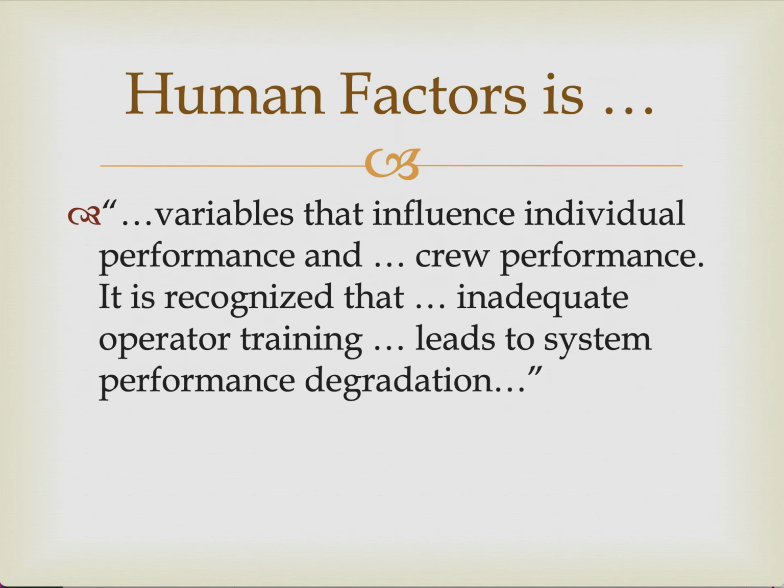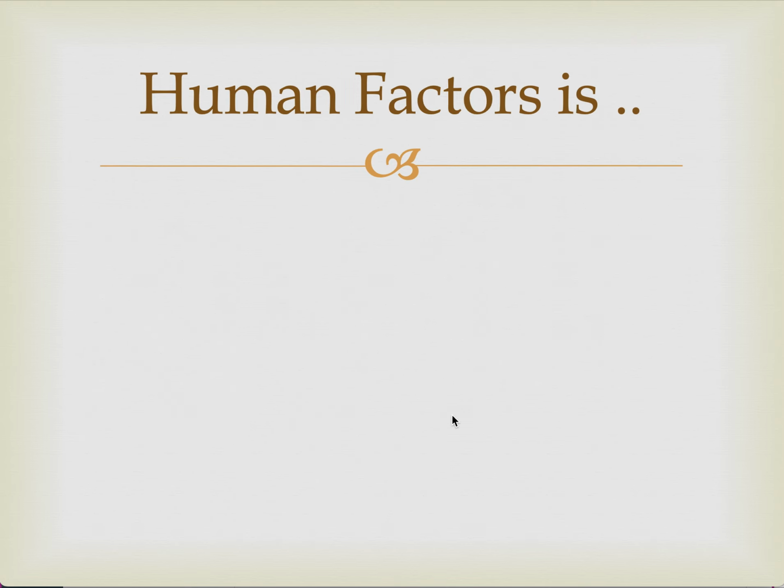A few more definitions. It's the variables that influence individual performance and crew performance. It's recognized that inadequate operator training leads to system performance degradation. We're talking about overall systems here. We're not talking about one person causing a plane to crash. We're talking about the air traffic controller, the manufacturer, the operator, the pilot, and the air crew all leading to an accident happening. So it's very rarely one person's thing. It's a failure in the system when any accident happens. It's not the failure of one person, it's the failure of the system. That's also in that definition we were just reading.